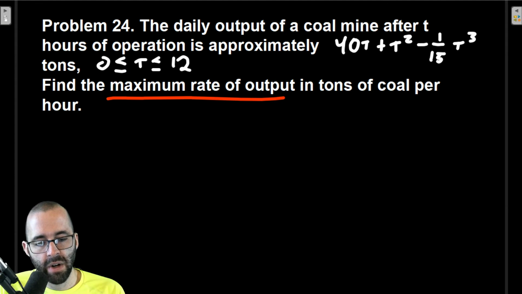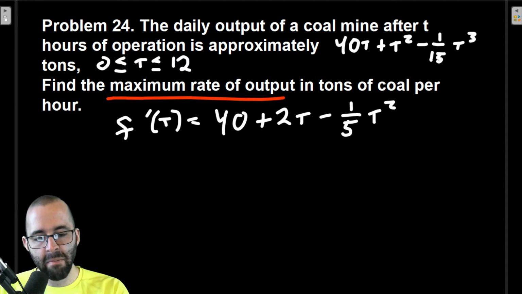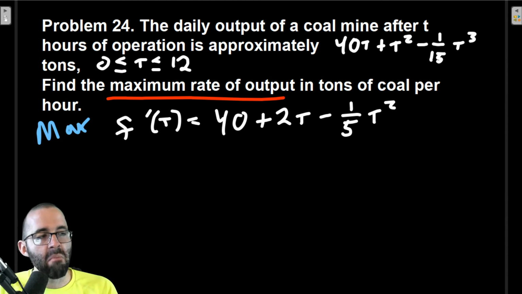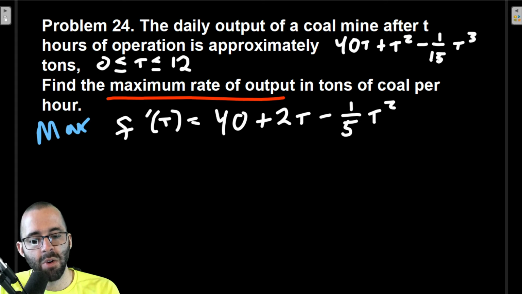All right, so let's call this f of t. We need to find f prime of t to start. Take the derivative, that'll be 40 plus 2t, then the 3 comes down, that'll become minus 1/5 t squared. We want to find the maximum value of that. So the maximum rate of output is going to be when the derivative of this equals 0 or is undefined, or at the endpoints. Those are going to be our candidates.